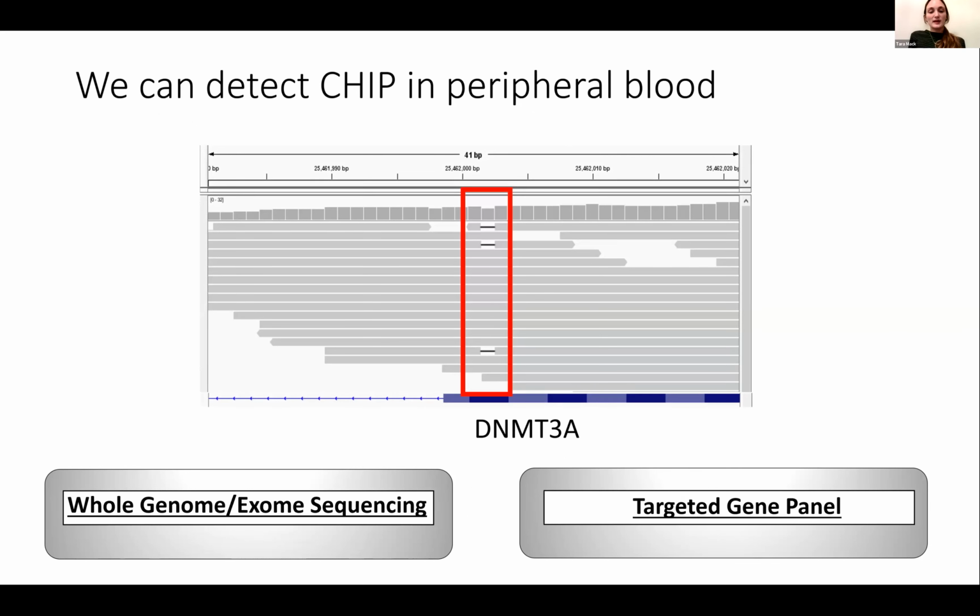And CHIP is something that we can detect in our peripheral blood. So when you're thinking about CHIP, you're thinking this is a mutation that's present in a subset of the blood cells. And so you tend to see a fraction of the blood cells coming back with that mutation and a fraction without that mutation. So this is what we call our somatic mutations. So it's something we can detect in our peripheral blood based on our sequencing pools.